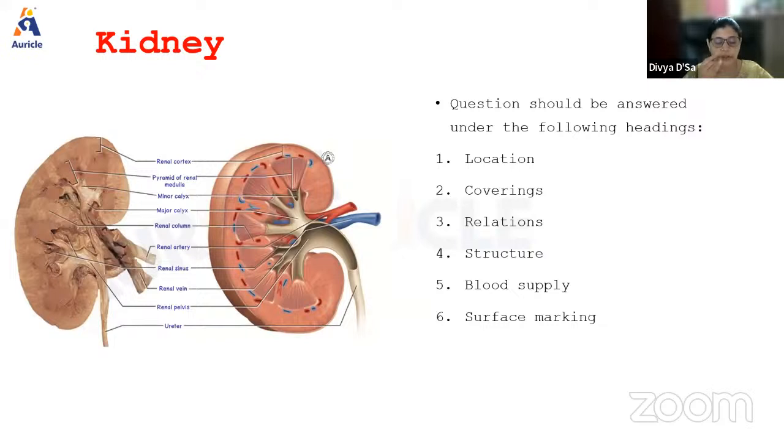So what are kidneys? Kidneys are a pair of excretory organs, isn't it? They excrete the urine and eliminate nitrogenous waste as well as products of protein metabolism. In addition, they also maintain electrolyte and water balance, and they secrete some hormones.